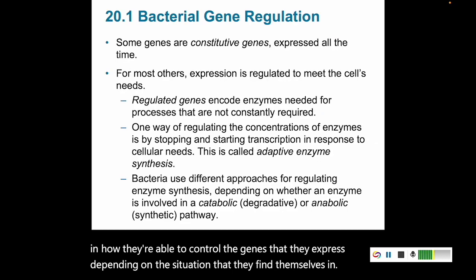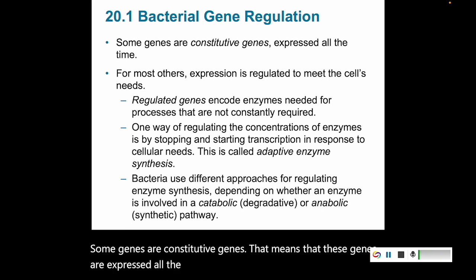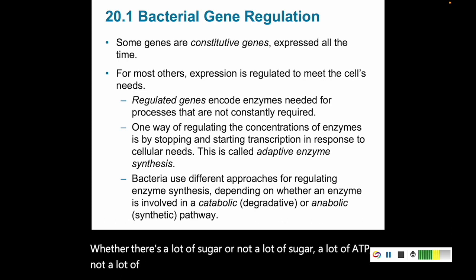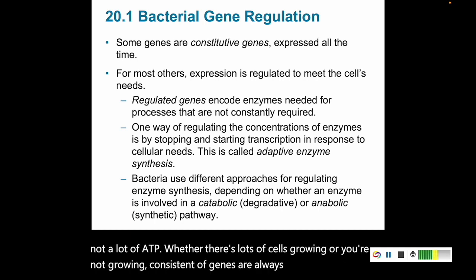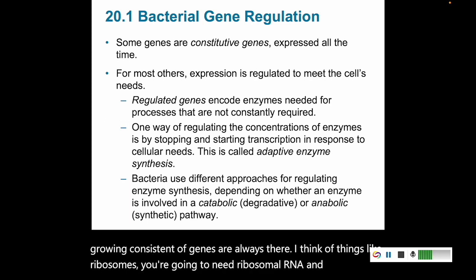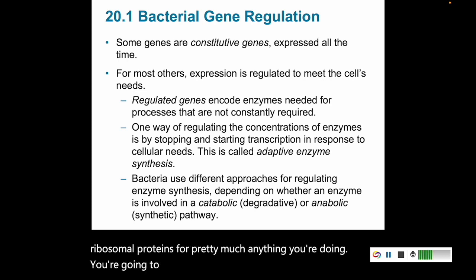Some genes are constitutive genes. That means that these genes are expressed all the time. Whether there's a lot of sugar or not a lot of sugar, a lot of ATP, not a lot of ATP, whether there's lots of cells growing or you're not growing, constitutive genes are always there. I think of things like ribosomes. You're going to need ribosomal RNA and ribosomal proteins for pretty much anything you're doing. You're going to need genes to make your mitochondrial components and other organelles pretty much all the time. So those constitutive genes are always on.